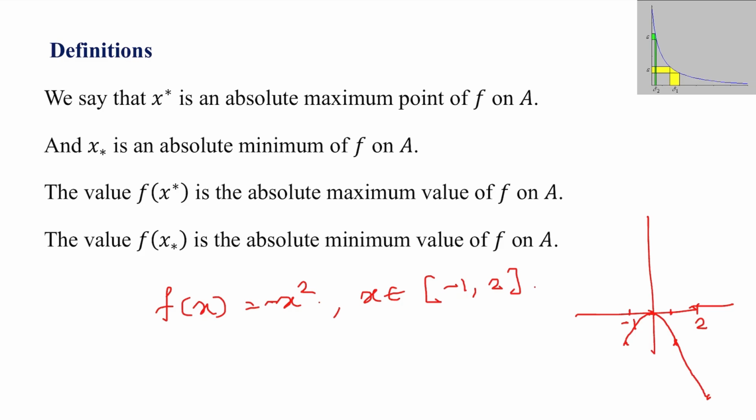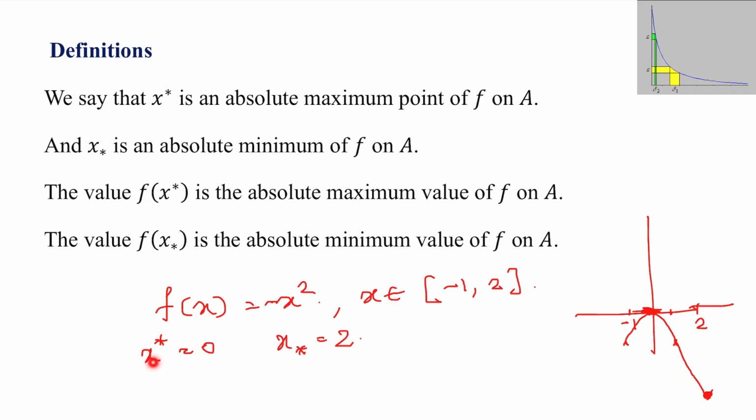So we can see that the function attains a maximum at the point 0. So we say that here x upper star is equal to 0. And the function attains a minimum value at the point 2. So here x lower star is equal to 2. So 0 is the absolute maximum point of f on the interval minus 1, 2. And 2 is the absolute minimum point of f on the closed interval minus 1, 2.